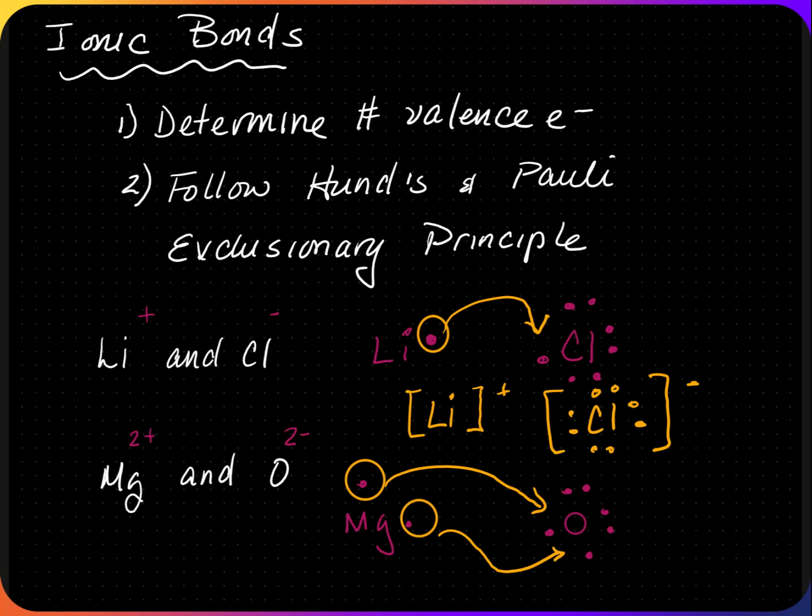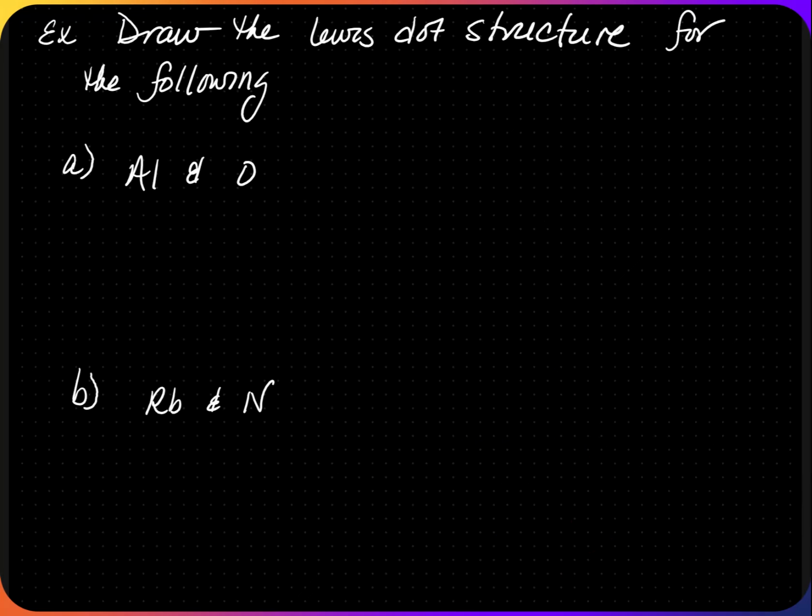So my new structure after it's bonded, Mg has no valence. It's going to be 2+ on the outside with brackets, and then oxygen will have a full octet with a 2- charge and bracket. So pause the video, draw the Lewis structure for the following, and then check your answer.